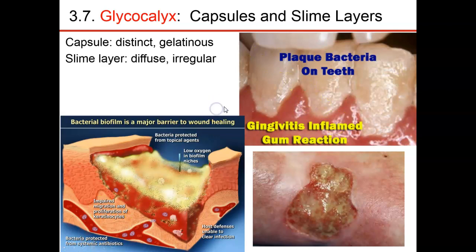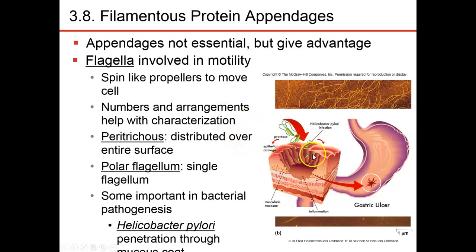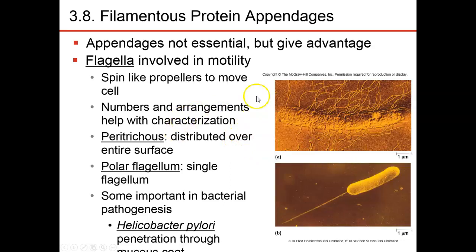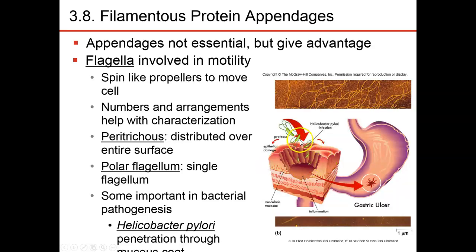Some bacteria have flagella as well. Flagella are structures that form from the cytoskeletal filaments, and they function in movement. So here is a single polar flagellum, and this cell here has flagella all around. This is known as peritrichous flagella. This is a single polar flagellum. Here we have Helicobacter, which has multiple flagella on one side.